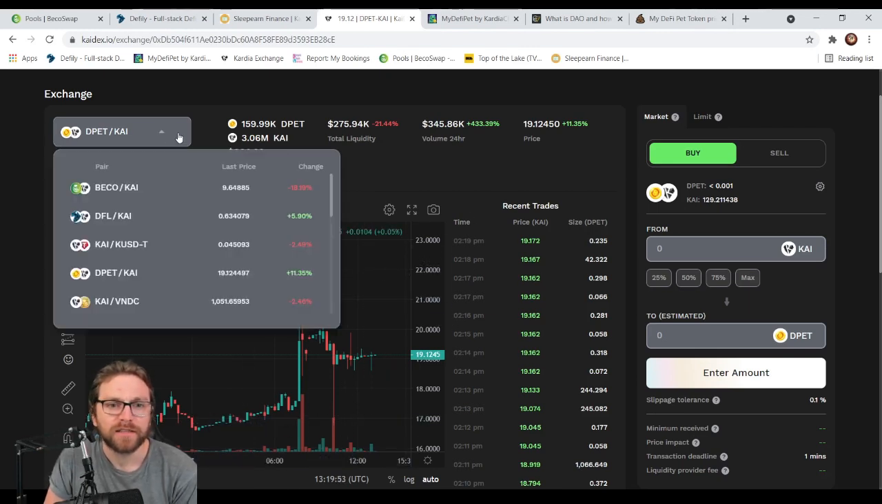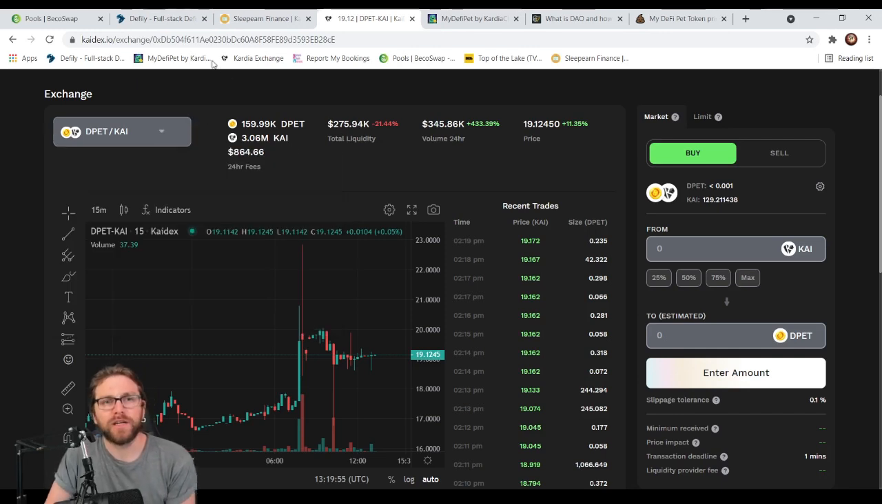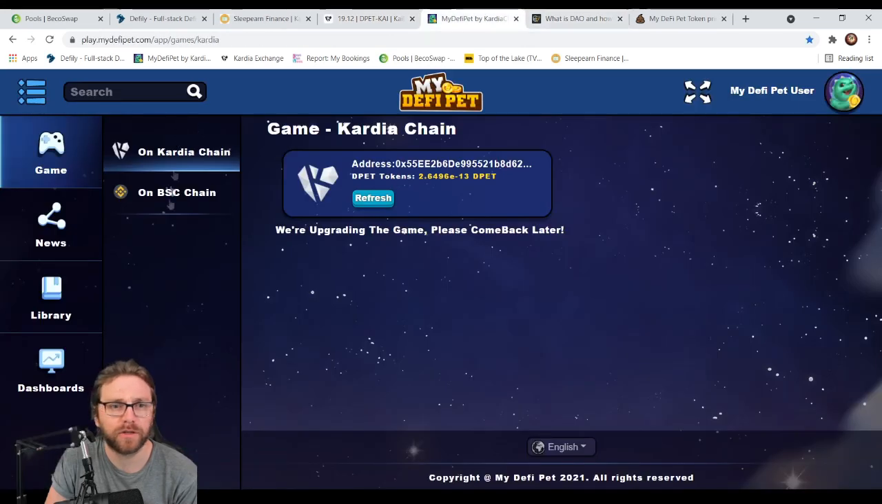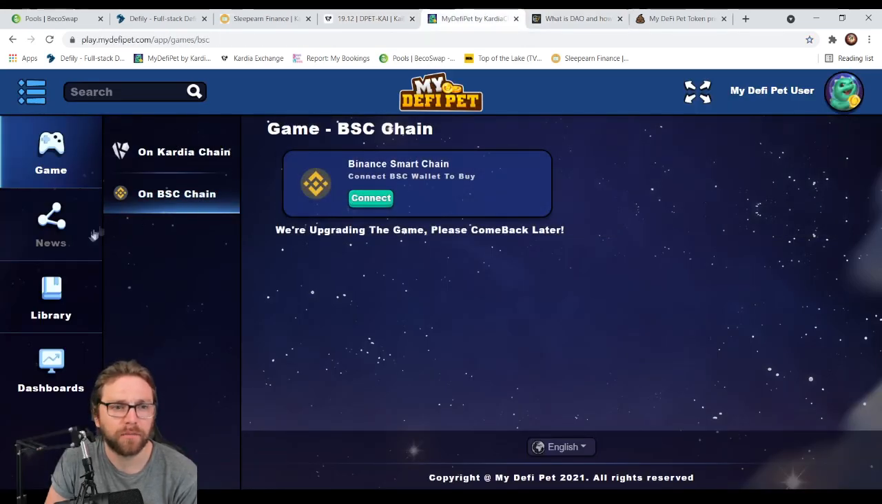Second thing, why is it best to go to it, is you are going to have a lot cheaper transaction fees. So every time you purchase an egg, you're going to have to pay a transaction fee. So if we go to Binance Smart Chain, oh, so you still can't actually purchase eggs whilst it's down. You would purchase eggs and it would cost 3 DPET, but then you have to pay a transaction fee.